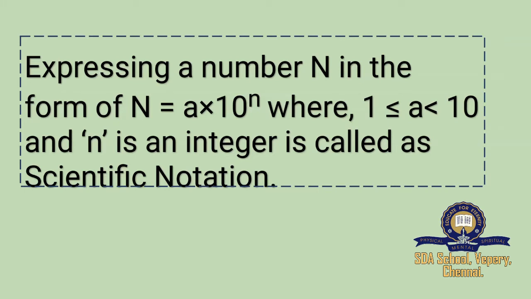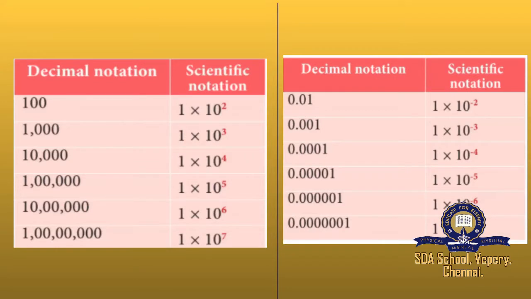N is equal to a into 10 power n, where a lies between 1 and 10, as in 1 less than or equal to a less than 10, and n is an integer. This sort of representation is called scientific notation. These are the following tables of base 10. 100 can otherwise be written as 1 into 10 square. Similarly, 1000 can be written as 1 into 10 cube, and so on.